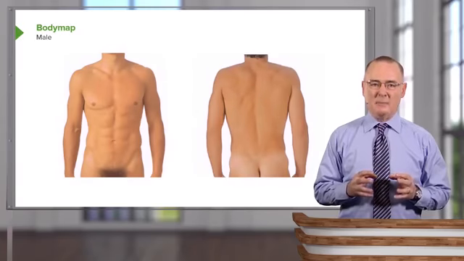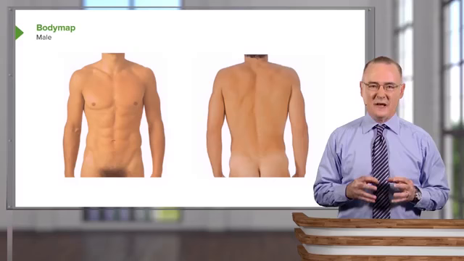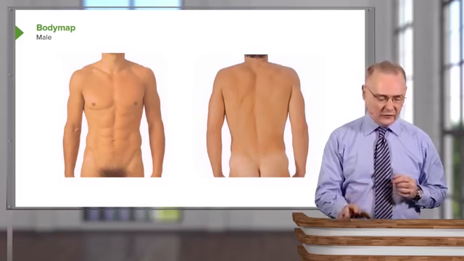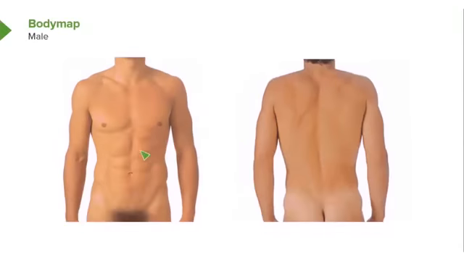Here is our body map to orient you to the areas that we're going to be covering today in this lecture. We will be looking at this area of the anterior abdominal wall. We will explore an orientation to the lateral aspect of the wall, and then we'll also take a look at the posterior portion of the abdominal wall.